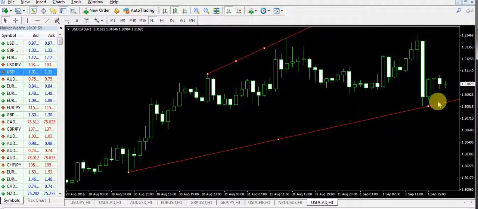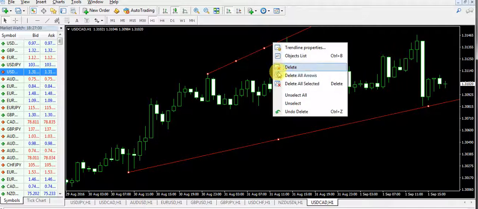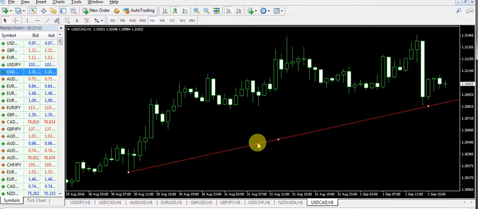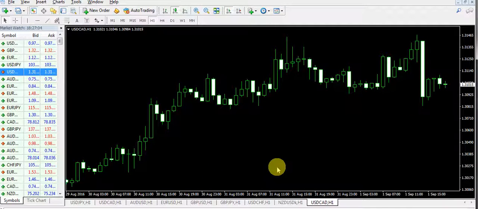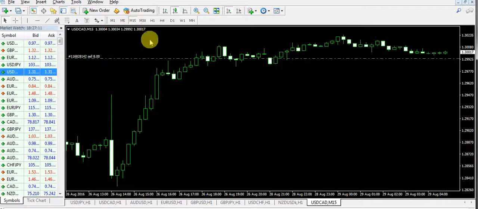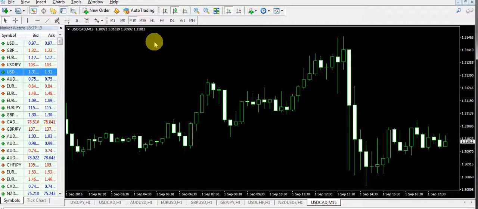Number three: traders never look at candle shapes. They do not have any idea about candle shapes. So what are candle shapes? Let me see if I can find any candle shape here. First of all, look at this candle. This is not a hammer, but it represents that the trend is going to change.